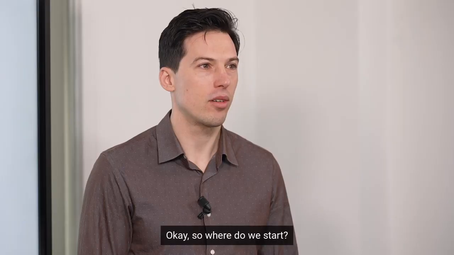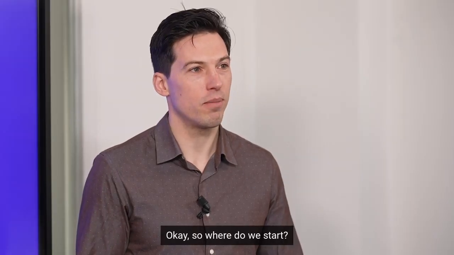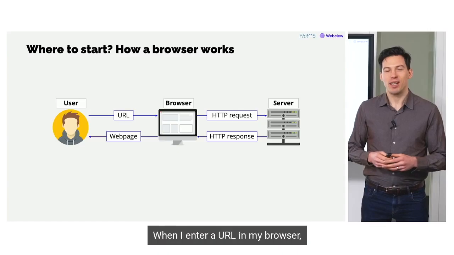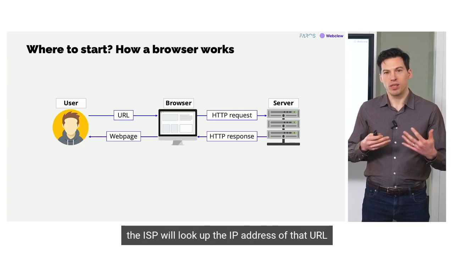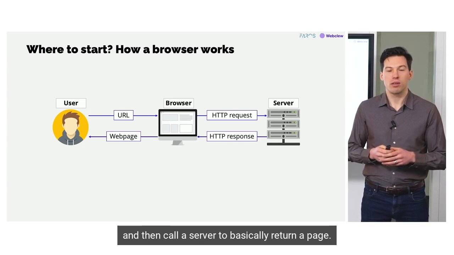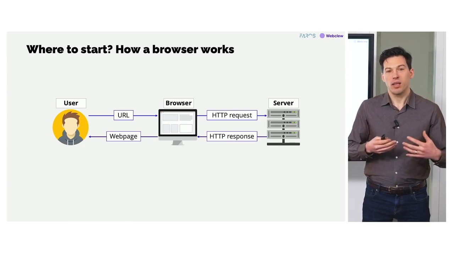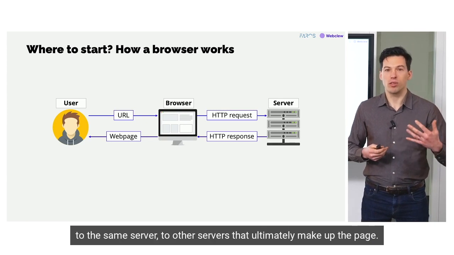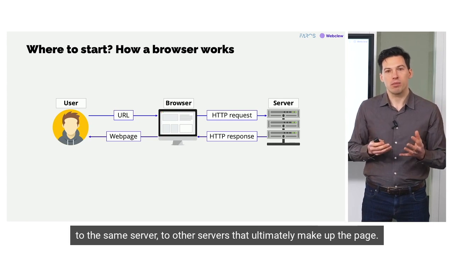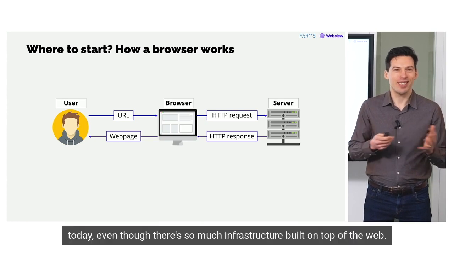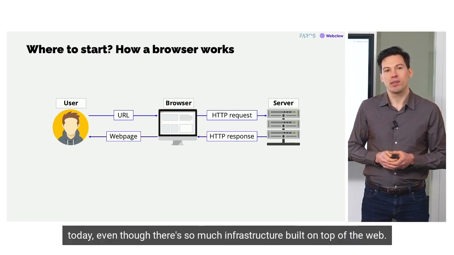Okay, so where do we start? Let's go back to how the internet works. When I enter a URL in my browser, the ISP will look up the IP address of that URL and then call a server to basically return a page. And as that page renders in my browser, there will be other requests to the same server, to other servers, that ultimately make up the page.